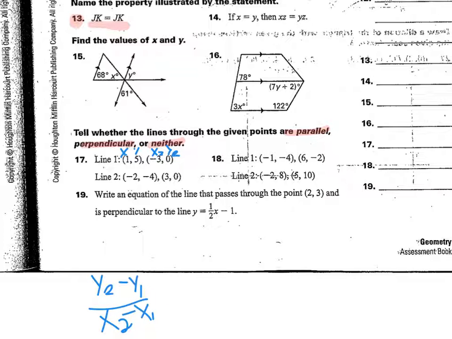So you got to figure out the slope of each line. If the slopes are the same, it's parallel. If the slopes are flipped of each other, for example, if your slopes look like 2/3 and -3/2, then that would make them perpendicular. And if it's not the same and they're not flipped and changed signs, then it would be neither. Okay?